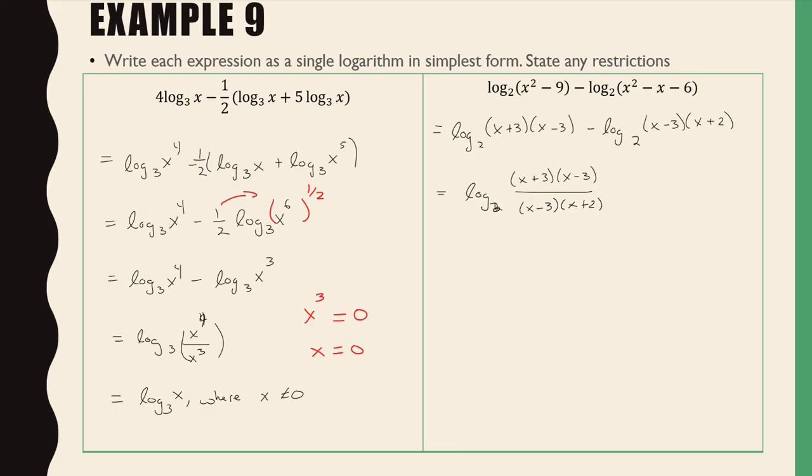At this point, we do have to do restrictions. So x minus 3 cannot equal 0, so that means x cannot equal 3. And we also have an x plus 2 cannot equal 0, so therefore, x cannot equal negative 2. So x cannot equal negative 2 or 3 in this case. Now we can start doing some cancellation. We have an x minus 3 factor and an x minus 3 factor, so we'll cancel those out. And so we're left with log base 2 of x plus 3 over x plus 2, where x cannot equal negative 2 and 3.